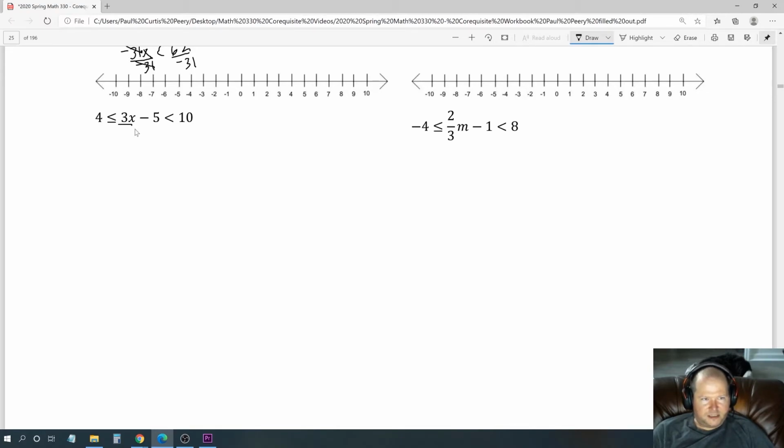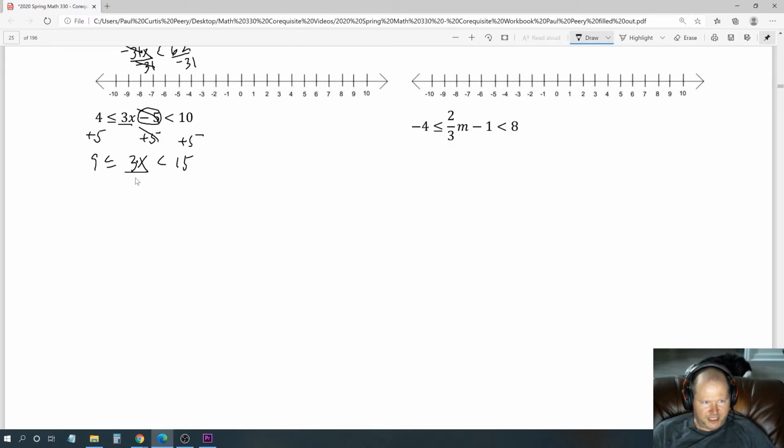So we have 3x in the middle. Now we want to get rid of the constant. So we're going to undo this subtraction of 5 by adding 5. And whatever you do to one side, you're going to do to all three sides. The same kind of concept, but you're going to generalize it to three parts. 4 plus 5 is 9. Keep the 3x. 10 plus 5 is 15.